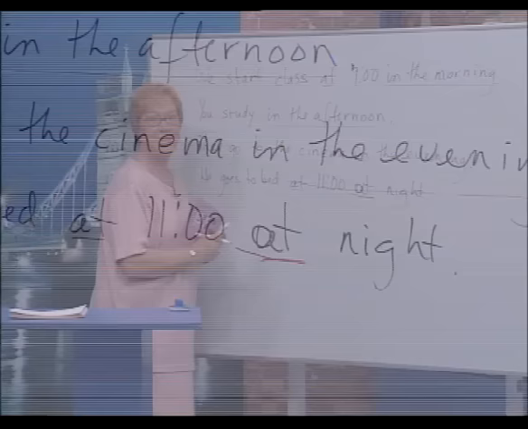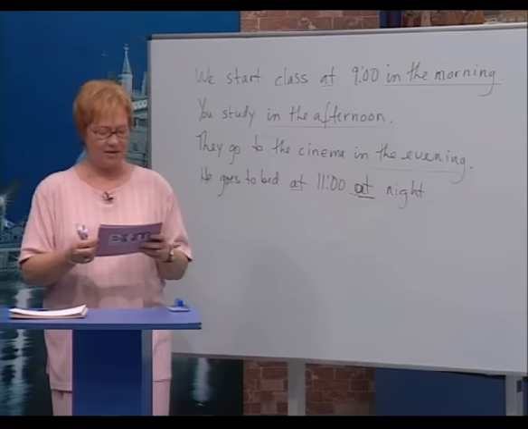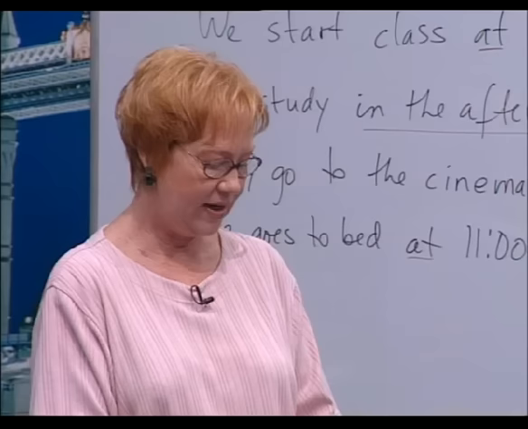Okay? Now, let's practice. So, Lisa, when do you get up? I get up at 7:30 in the morning. All right. And when do you eat breakfast? I eat breakfast at 8:30. All right. Isabel, when do you come to school? I come to school at 8 in the morning. Mm-hmm. Ali, when do you go home? I go home at 5 in the evening. All right. When do you eat dinner? I eat dinner at 7 in the evening.